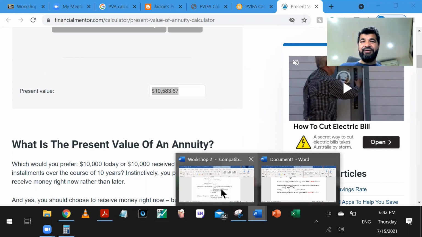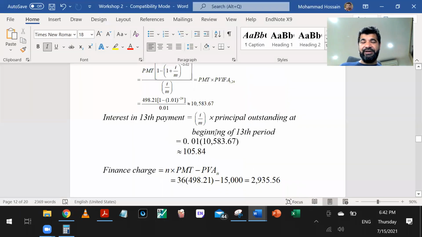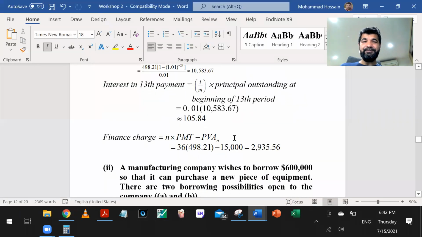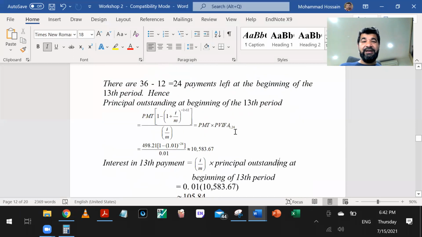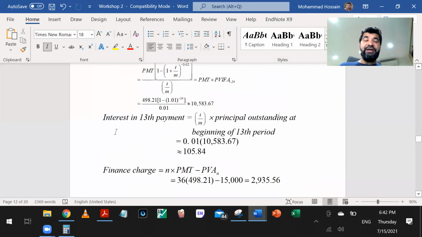So don't worry about this form. Don't get stuck on looking at this form. It's simple. Now, next one. They want to know here, interest in the 13th payment will be how much?